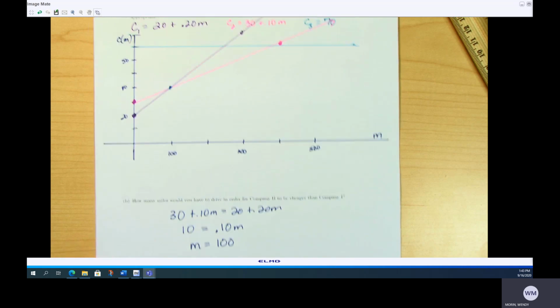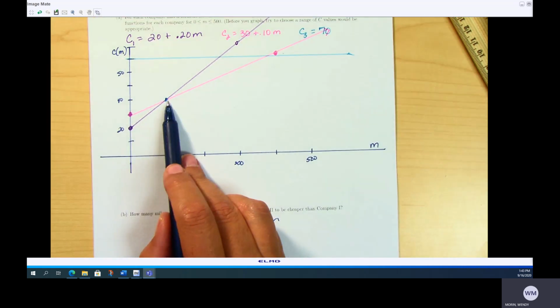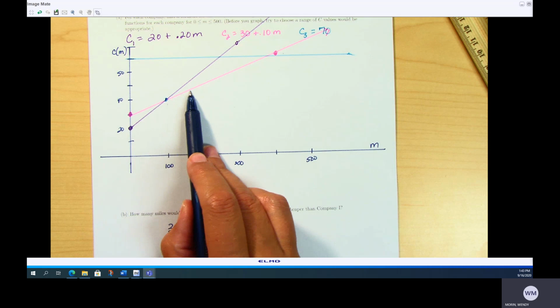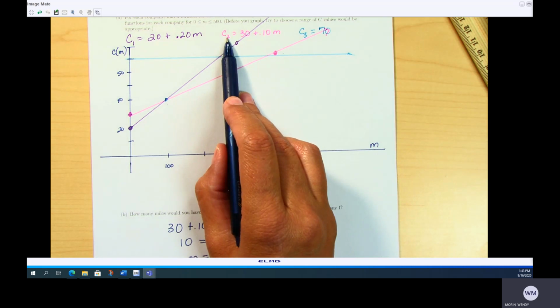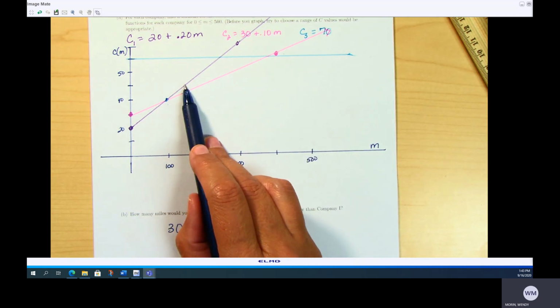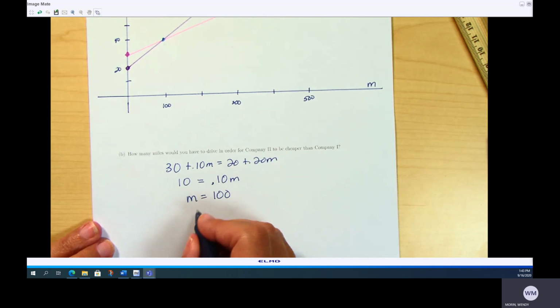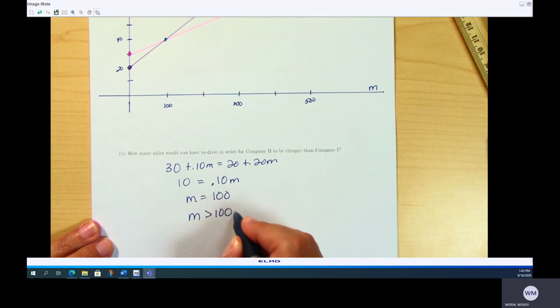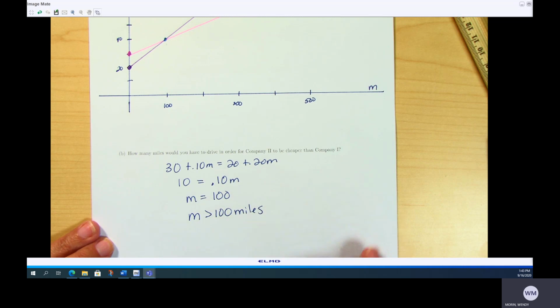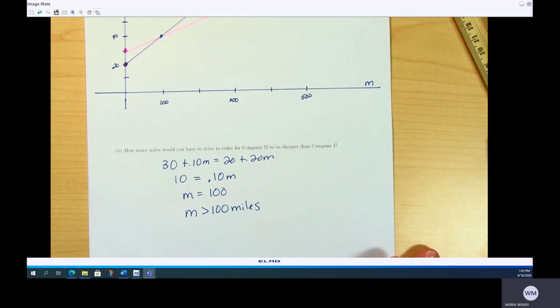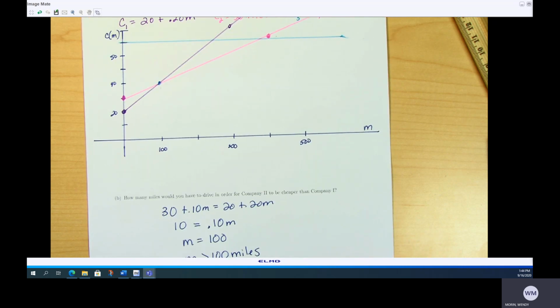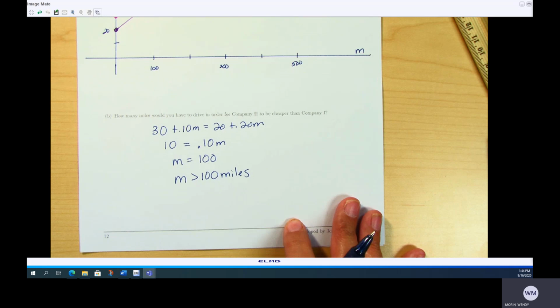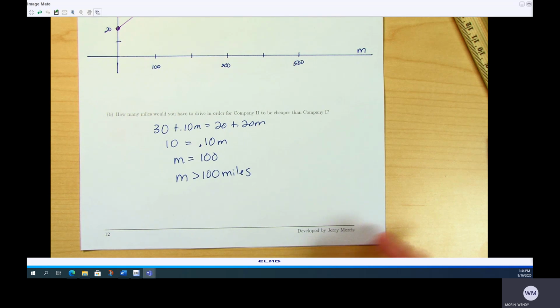So as you can see, after that, the pink, the second company, is going to be less than the first company. So you would have to travel more than 100 miles for company 2 to be less than company 1. And you can see that on the graph.